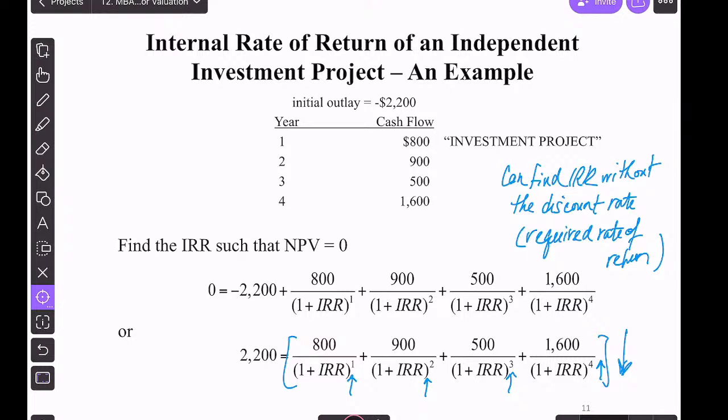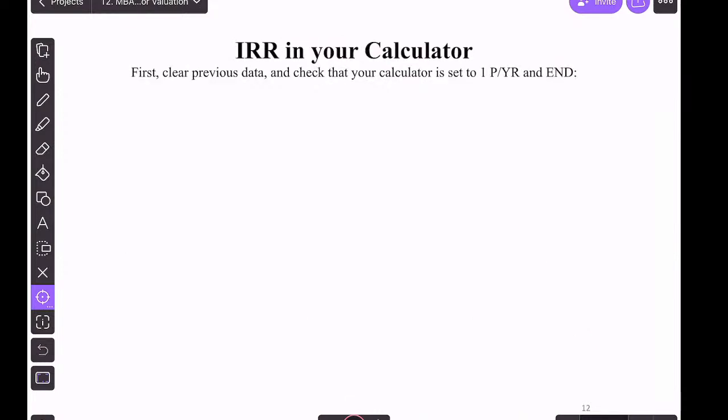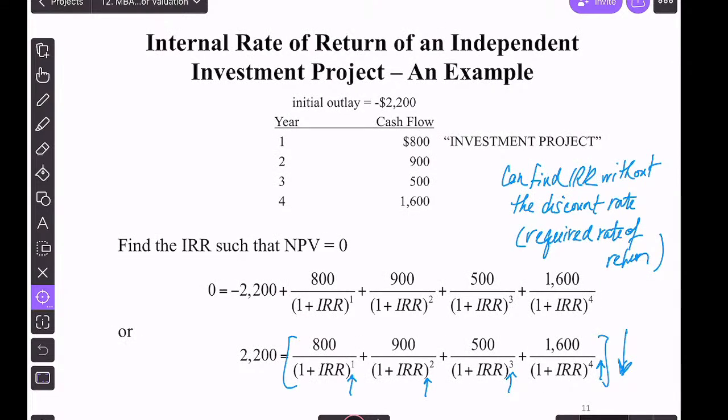And I'm going to demonstrate a method similar to what the calculator would be doing to solve this. So you cannot isolate the internal rate of return to solve this problem. You need to use your calculator and the IRR function. I want to show you how to do that, and then we'll talk about what it means. Okay, going to the calculator.